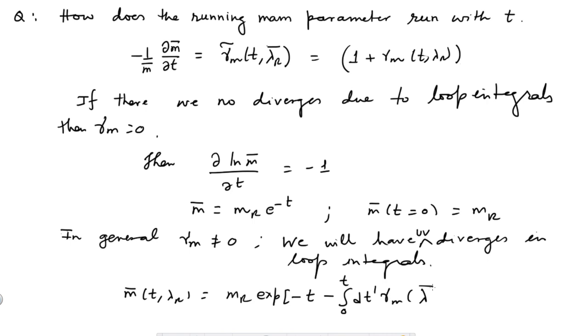This is lambda bar of t prime, lambda r. So that's what you get in general. So this is the behavior for mass. This is still something rapidly decreasing, but then there are modifications. Okay, so that's good.